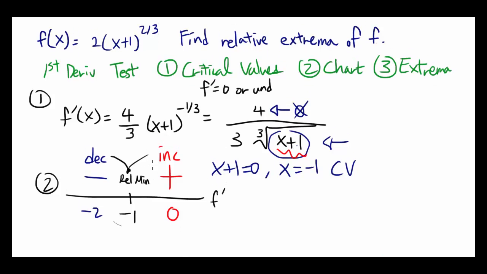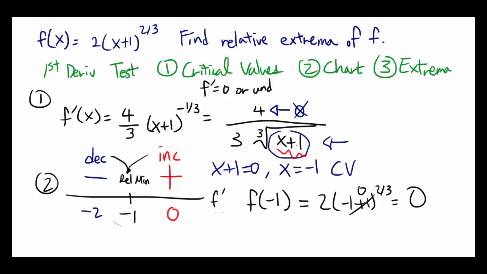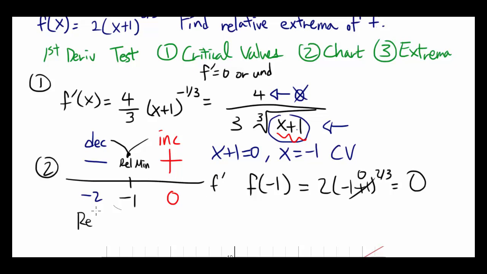So what's the point at which this is happening? Well, we can figure that out by plugging negative 1 into f. f of negative 1 is going to be 2 times (negative 1 plus 1) to the 2/3, and this is 0, so the entire thing is 0. So we have a relative minimum at negative 1, 0, and that's our answer.